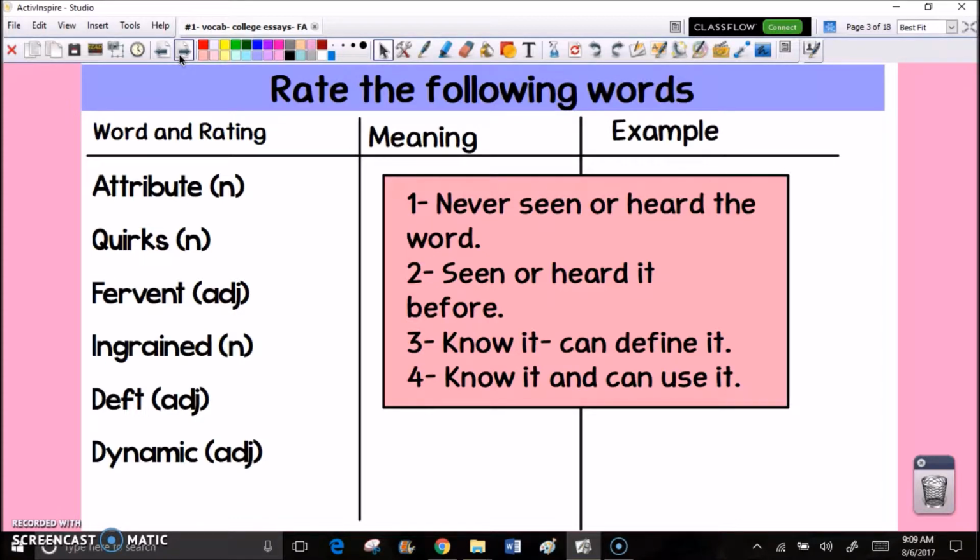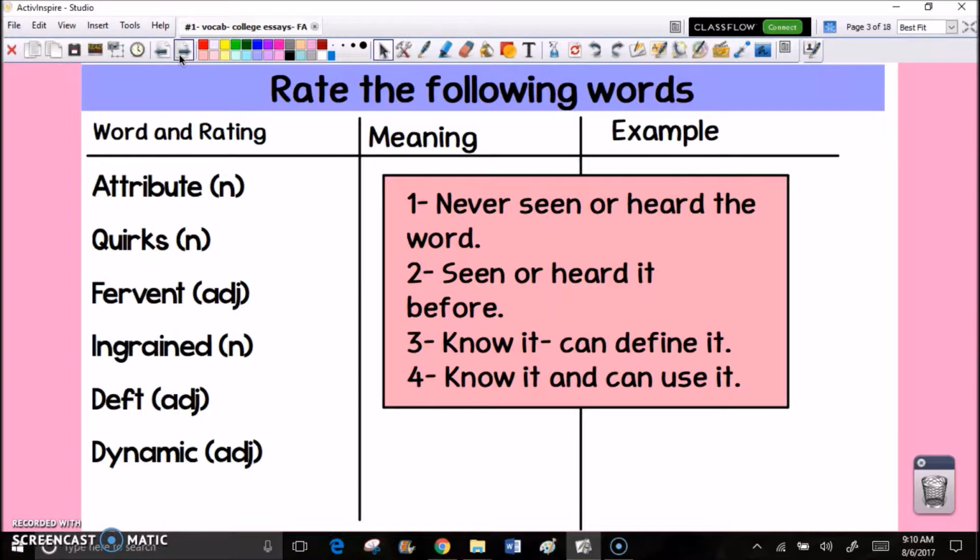A 1 is you've never seen or heard the word before. A 2 is you've seen or heard it, but you're not really sure what it means. You couldn't explain it. A 3, you know the word and you can give the definition. And a 4, you're an expert on the word. Not only do you know it, but you could explain it to somebody else. You could use it in different sentences. If this word has more than one definition, you understand what all the different definitions of the word are.